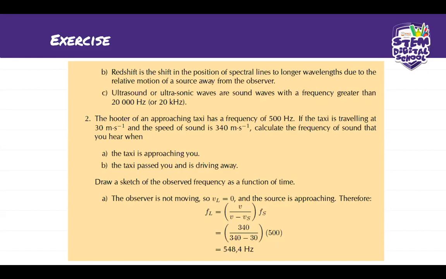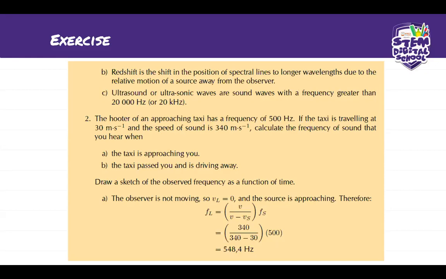Okay. So as you know, the taxis are always hooting. So that's why this is a good example. You can imagine the hooter from the point where the taxi appears from the corner, up until the taxi gets to you, and from that point when it passes away from you. So there's a change in frequency in both scenarios.